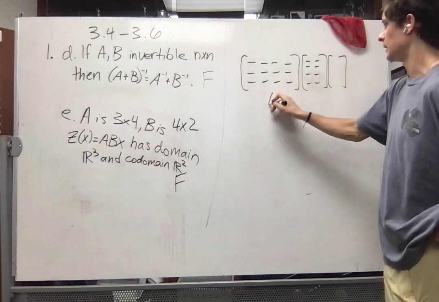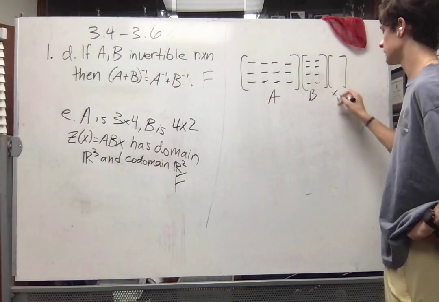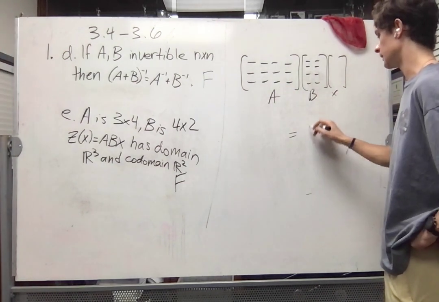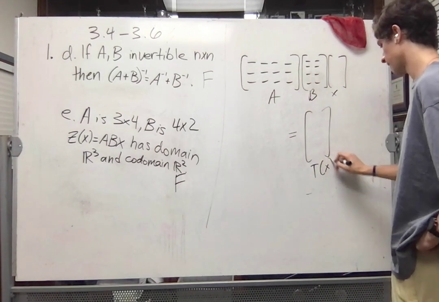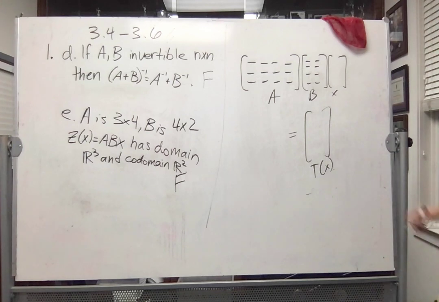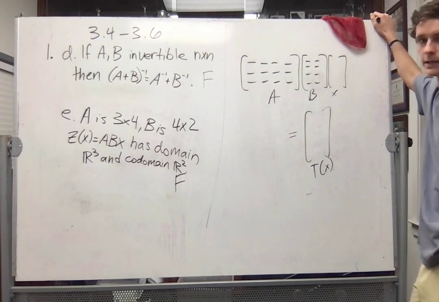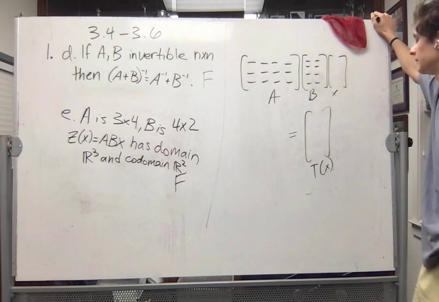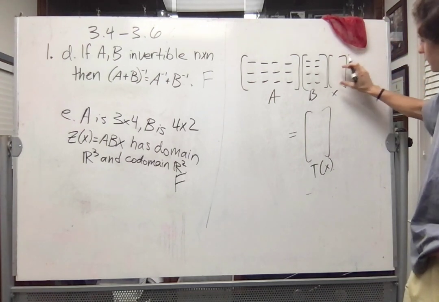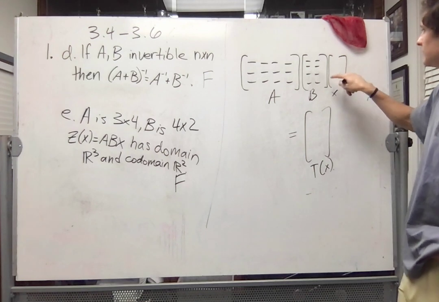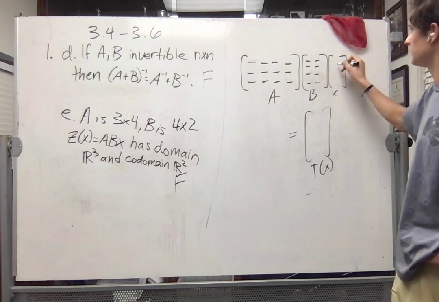This is going to be A, B, x. And this is all going to equal T of x, which is also going to be some vector. So let's follow what size the vector is going to start and end. First we're going to multiply by B, so it has to have the same number of rows as B has columns.